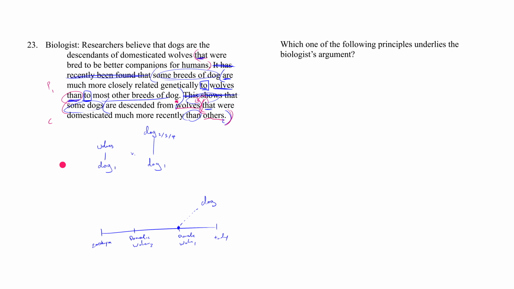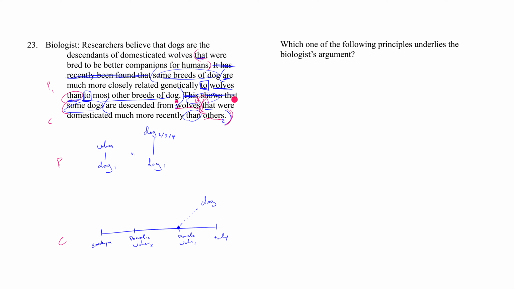Fine, so now we have our premise and our conclusion. The premise is, look, you have some set of dogs that are much more closely related to wolves than the same dogs are, and I'm just saying huskies for simplicity, than the husky is to, say, chihuahuas, right? Okay, so now because of this, we're saying, oh, well, it must be that some dogs are descended from a more recently domesticated set of wolves. We know that dogs came from wolves, right? All dogs descended from domesticated wolves.